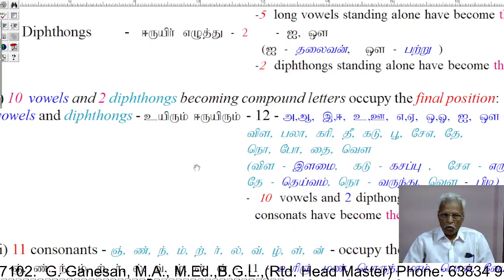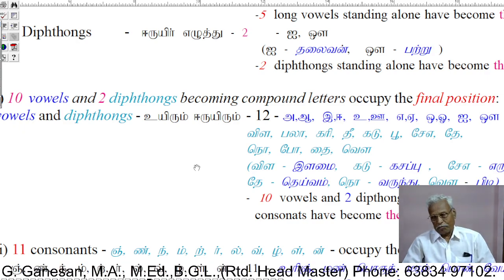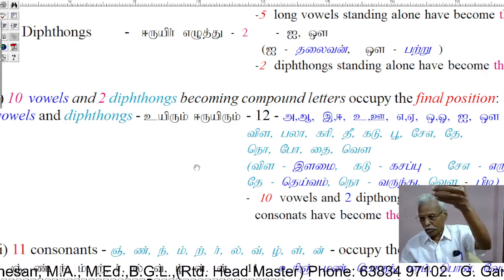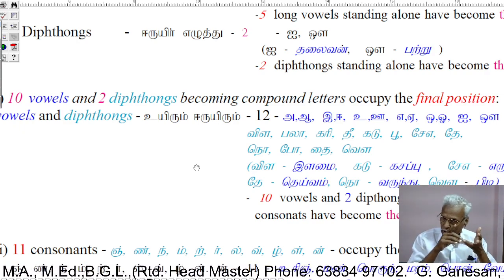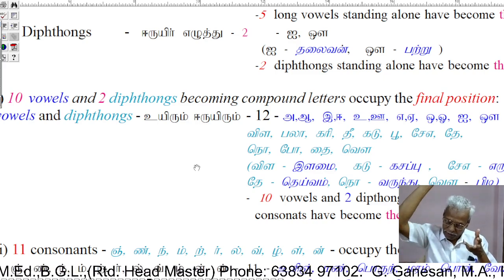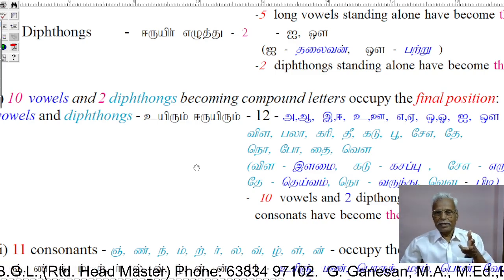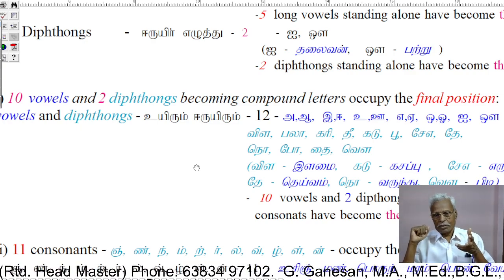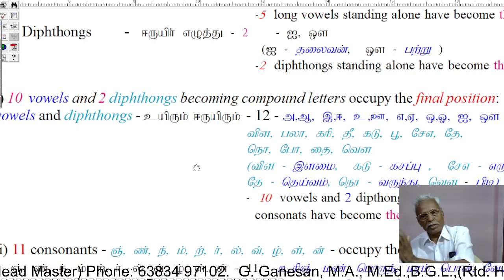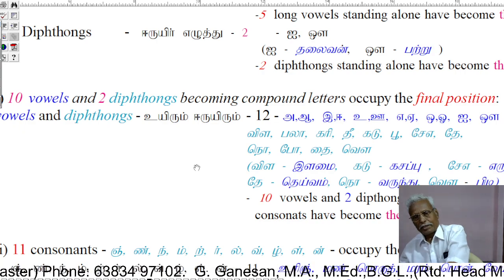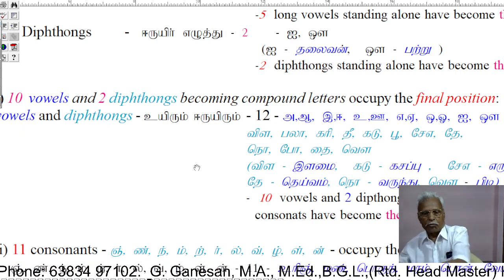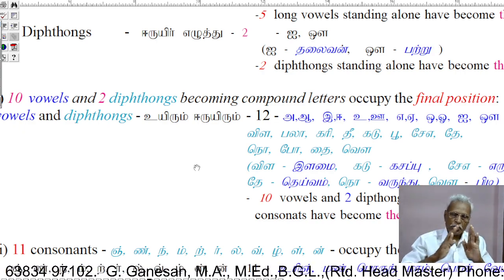Then 10 vowels and 2 diphthongs. In the first we saw the 5 long vowels and the 2 diphthongs standing alone by themselves and acting as a word. They could stand at the final position in a word.